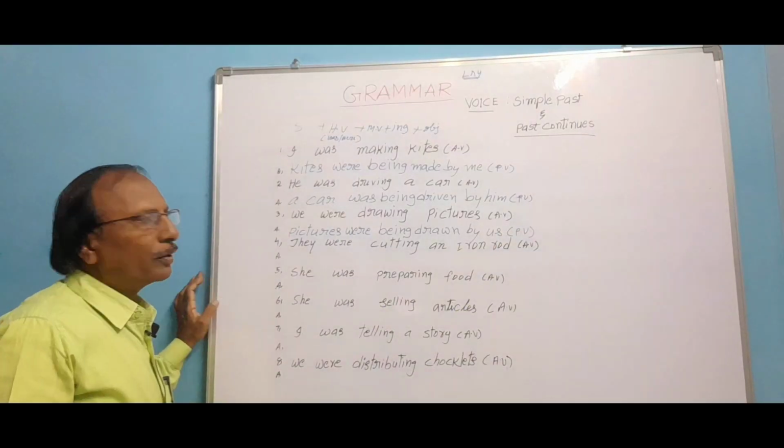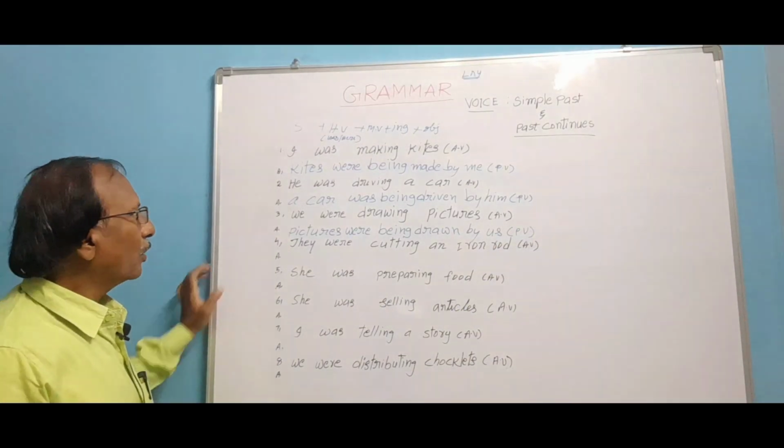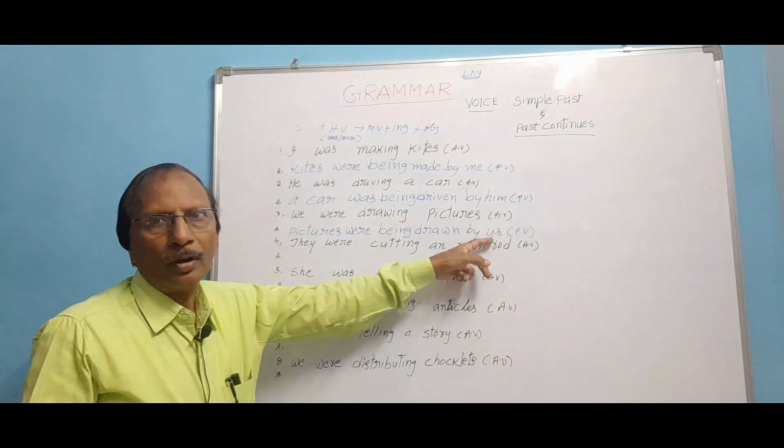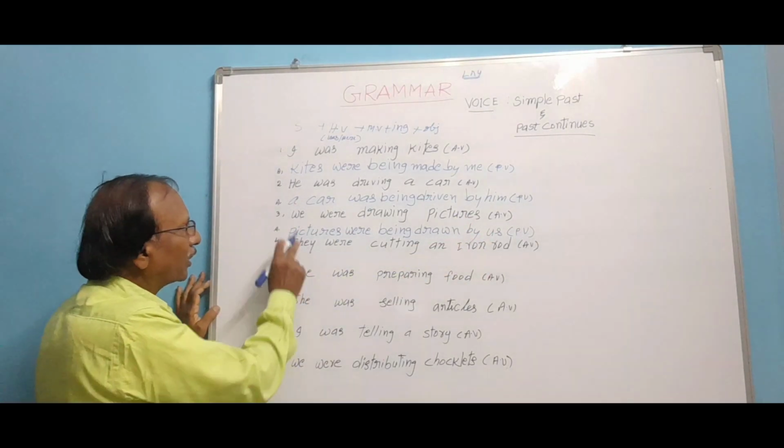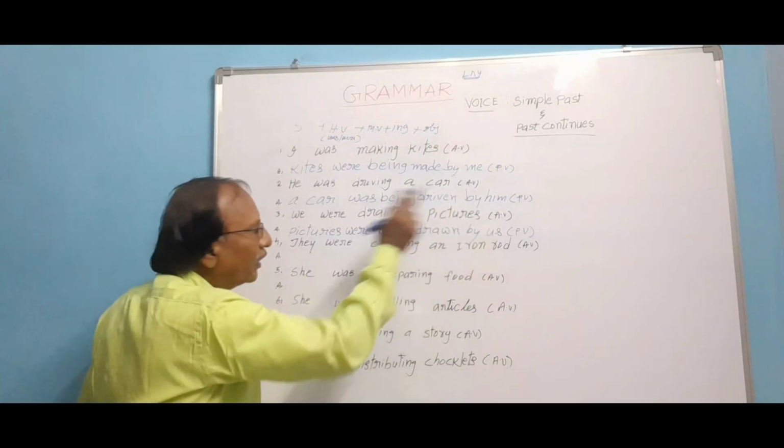Pictures were being drawn by us. We changed into us, object. Next, subject we change into object us.